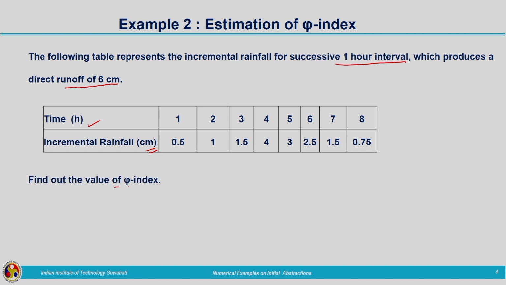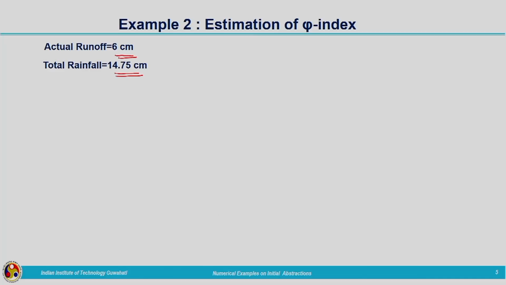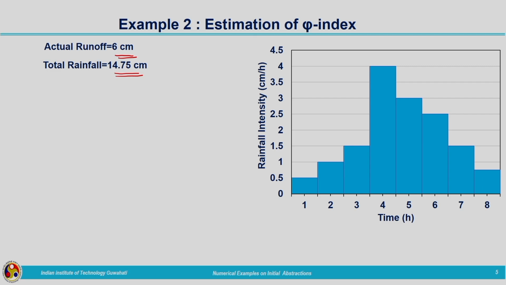We need to calculate the phi index value. The data given: actual runoff 6 centimeters and total rainfall 14.75 centimeter. From the table which is given to us, total rainfall for the entire time period can be calculated. It is calculated as 14.75 centimeters and the corresponding hydrograph is plotted. Now, what we need to determine? We have been given the runoff depth. We need to calculate the phi index value for this particular storm.